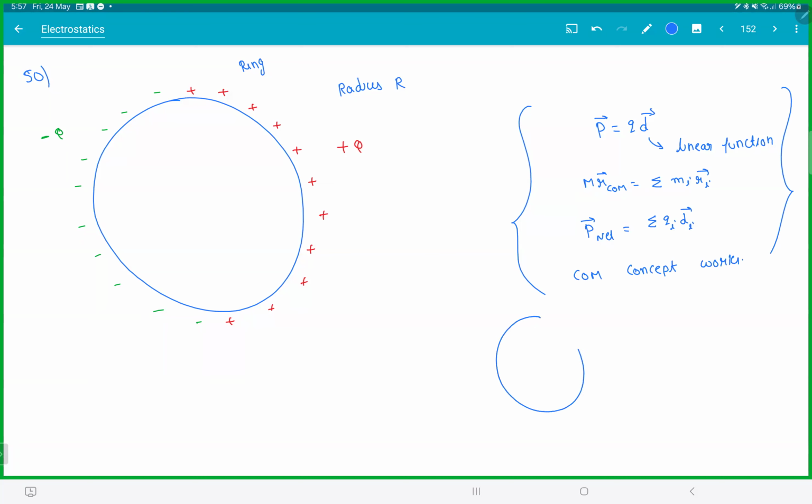Meaning not only this, you give me any weird shape, as long as you know the center of mass, it works out. Even if you have taken a solid sphere, the integration would be tougher. You have to take rings and then prove it. But does anyone remember the solid spherical center of mass?